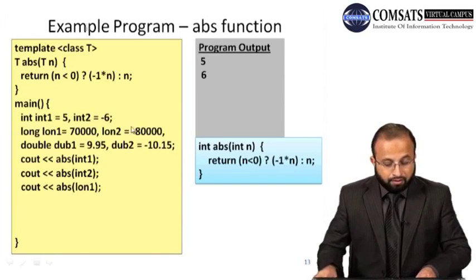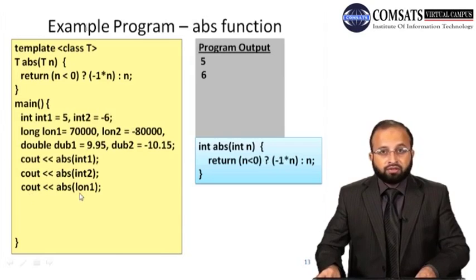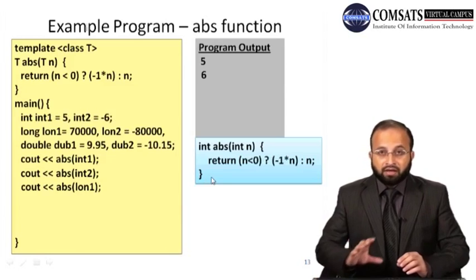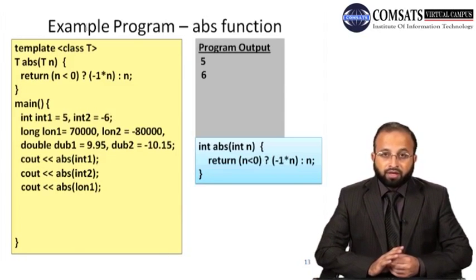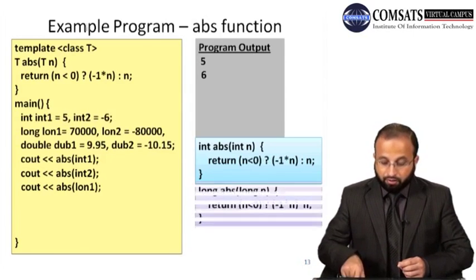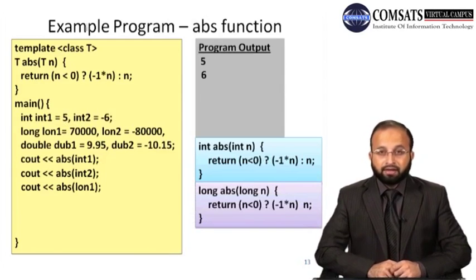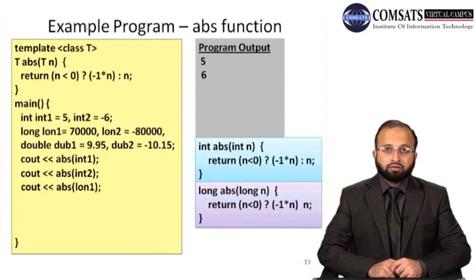ठीक है, and then it calls the ABS function with the LON1 parameter, that is long type parameter के साथ वो function call कर रहा है. जब long type parameter के साथ ये function call करेगा, now memory में जो ABS का version instantiate हुआ था from the ABS template function is the int version. Now it will create a long version, that is the type of the parameter is long and the return value of that function is also long.